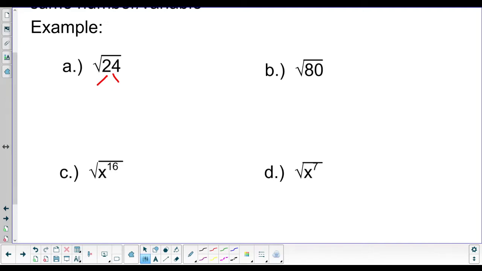You can start with the easy one, of course. You can do 2 and 12. If you chose 4 and 6, though, that's also okay. The order doesn't matter. You can factor it anyway, as long as they do actually multiply correctly.